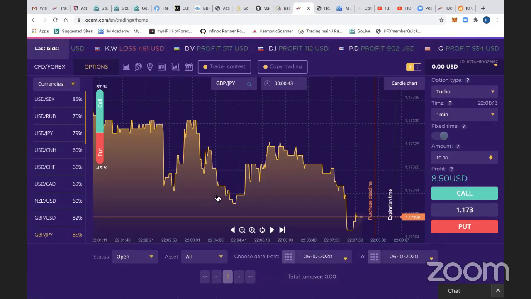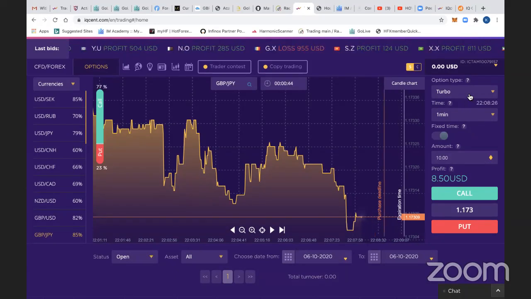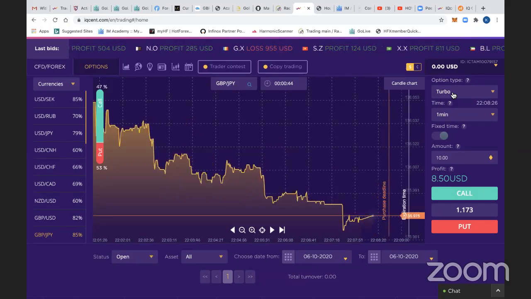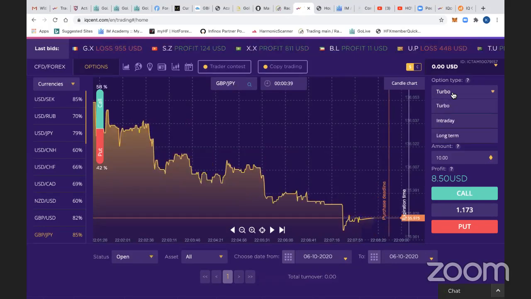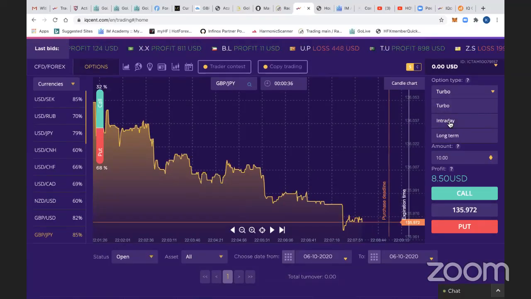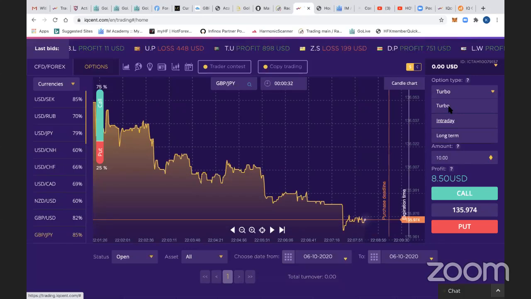If you come here on this chart, you're seeing 1 minute and you're seeing turbo. Turbo means you want to trade the minute chart. If I go intraday, I want to trade the hourly chart. If I go long term, I want to trade the daily chart. So turbo is for the scalpers. That is what we use on the 5 minutes, 1 minute to 30 minutes.